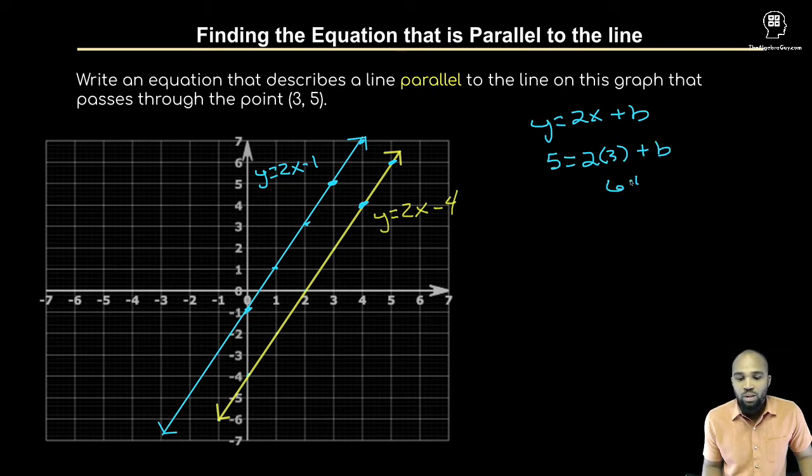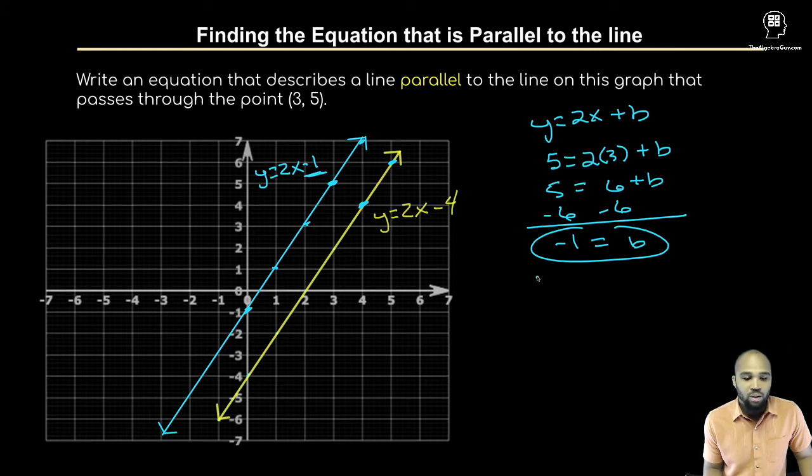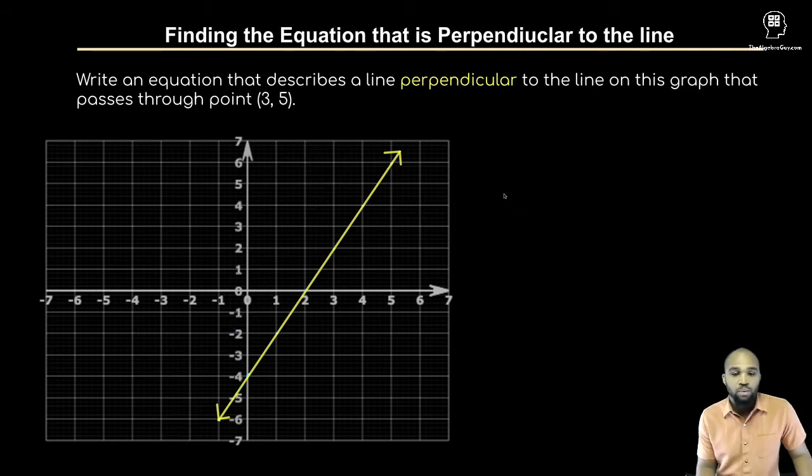2 times 3 is 6. Solving for b means I need to subtract 6 on both sides. b is equal to 5 minus 6, which is -1. Guess what we got? -1. So that's another way you could have solved it, because what if you couldn't graph it, didn't want to graph it, or just wanted another way to check it? There's how you would do it. Let's go to a different problem.